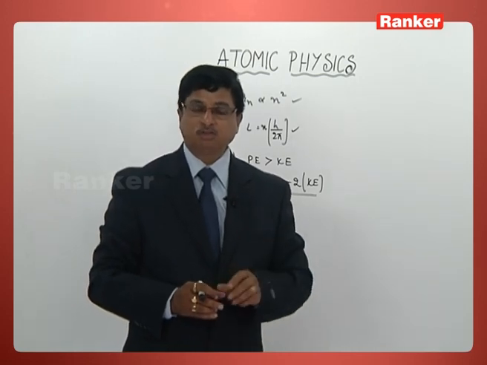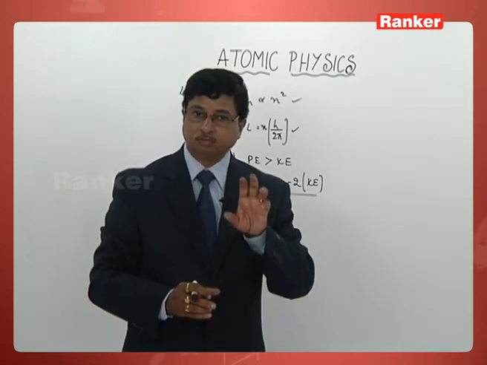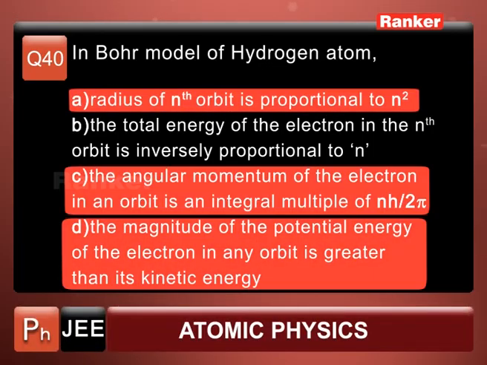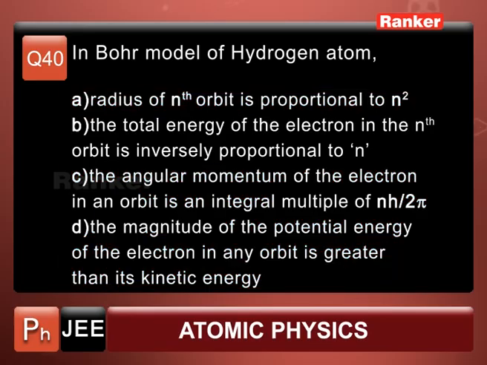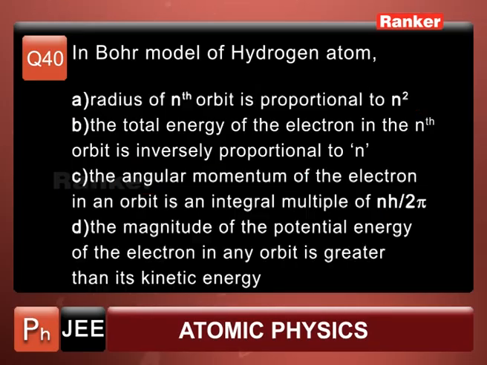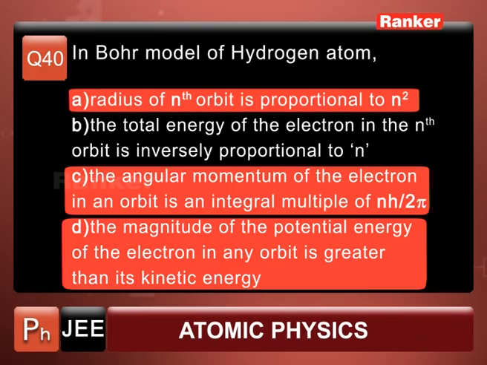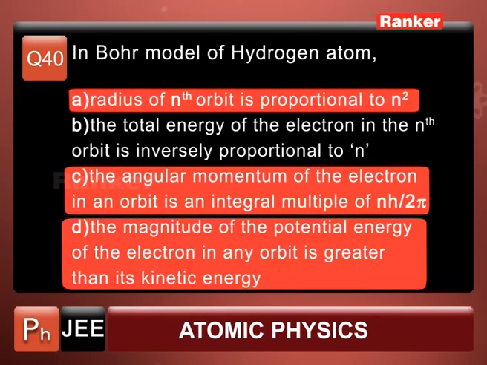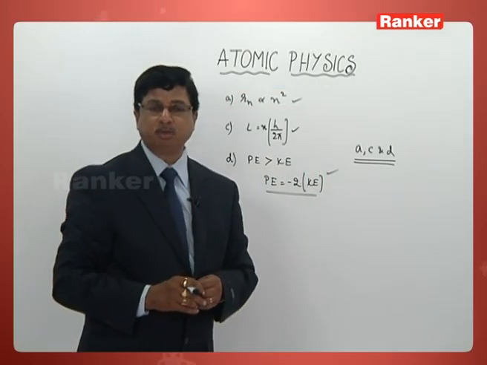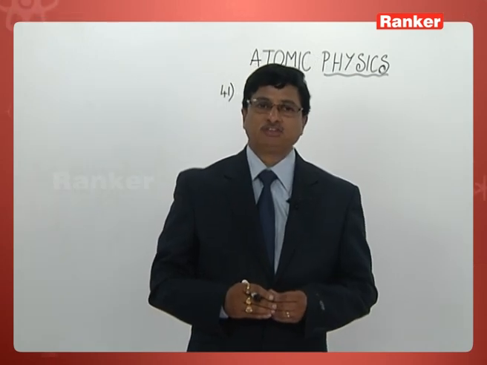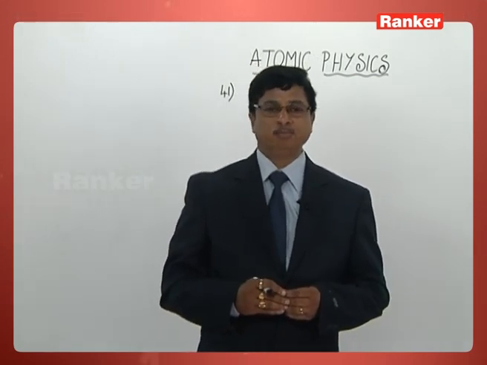That is the concept. So what are the correct options out of the four? A is correct, C is correct, and D also is correct. So the correct options you can write here are A, C and D. B is the only one which is not going to be true out of the four options given. So this is problem number 40. Switch over to the next number, that is 41.